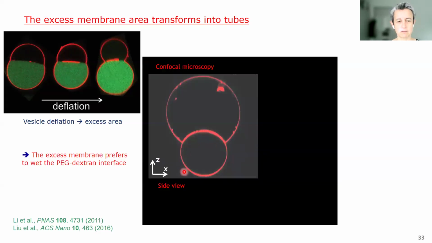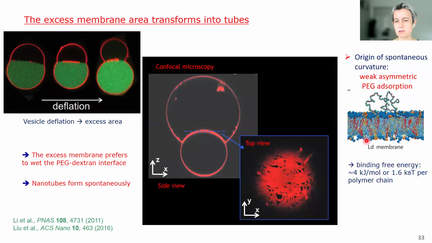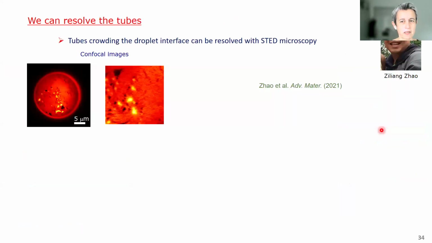And here is also a vertical cross-section of a vesicle with the dextran-rich droplet and the PEG-rich one here, and the tubes accumulating here. If you look from above, you're going to see the spaghetti-like structure of membrane nanotubes adsorbed at the interface simply to minimize the interfacial energy. The tubes are stabilized by spontaneous curvature generated by the weak adsorption of PEG on the membrane, which you know from simulations that use exactly the membrane composition that we have.